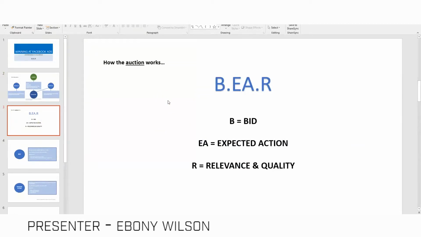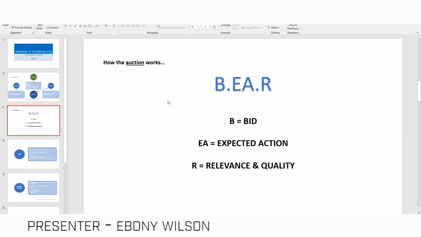So B.E.A.R. is essentially, B is the bid, okay? EA is the expected action, but first of all, let's break down bid for a second, because bid is pretty much saying, okay, how much am I willing to spend? That's going to depend on your budget, how much you're going to spend, whether that's per click or per action, per lead, per whatever your CPA, CPC, CPL, whatever your cost per conversion is. That is your bid, and you're saying I'm willing to spend X amount to get that click or that conversion.